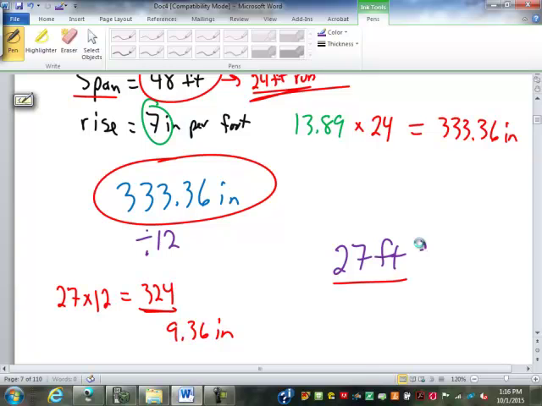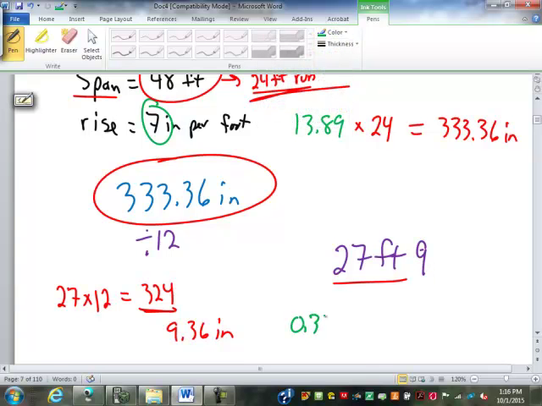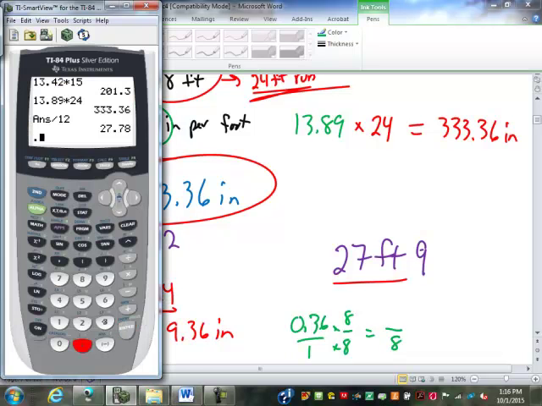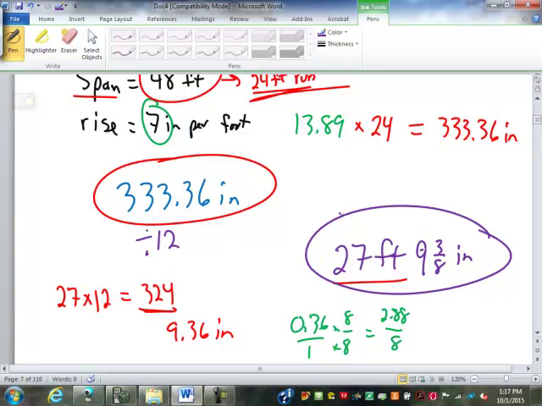So that's 9 inches. I'm going to take the 0.36 now, and since I wanted eighths, I'm going to multiply by 8 over 8. 1 times 8 is 8. 0.36 times 8 is 2.88. It's between 2 and 3. It's closer to 3. So 27 feet 9 and 3/8 inches. What do you think?